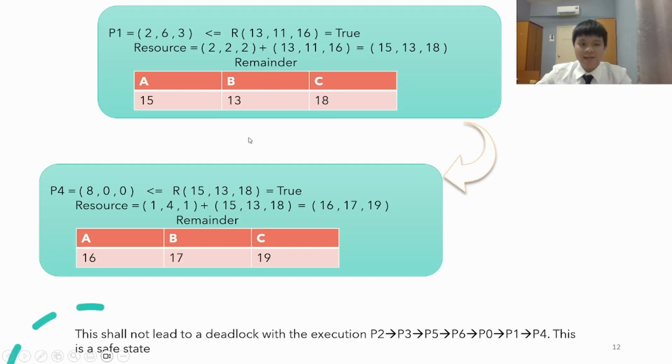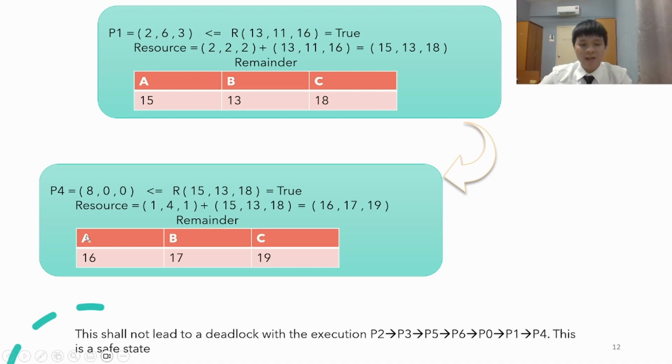P4 is false, right? So we need to do it one more time also. P4 is 800. So now it is less or equal to the remainder. 8 is less than the 15 and 0 absolutely is less than 13 and 18. So it is true. We use the allocation of P4, 101, plus the remainder to get 16, 17, 19. So here is the latest remainder.